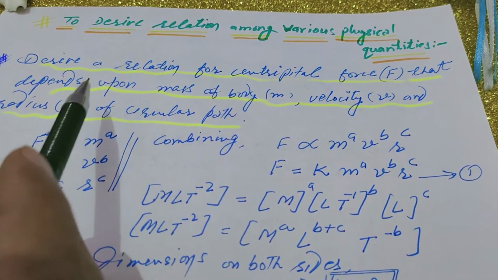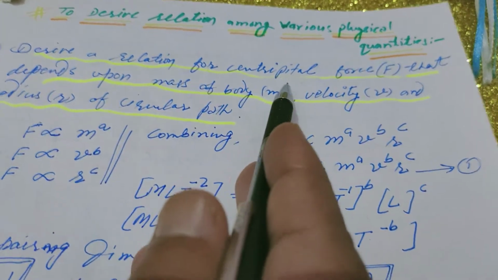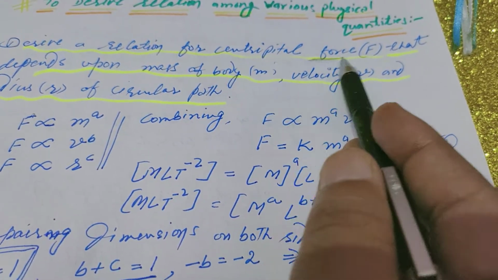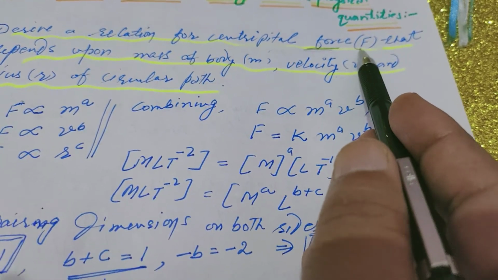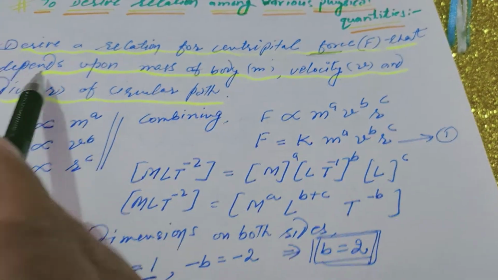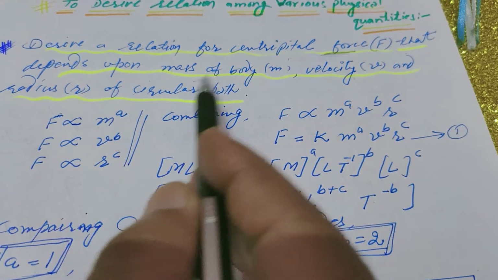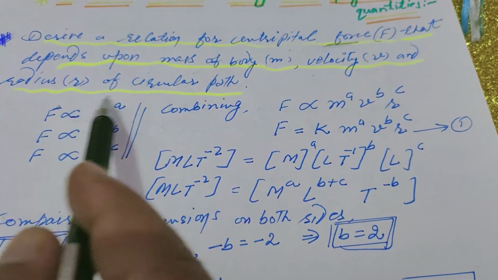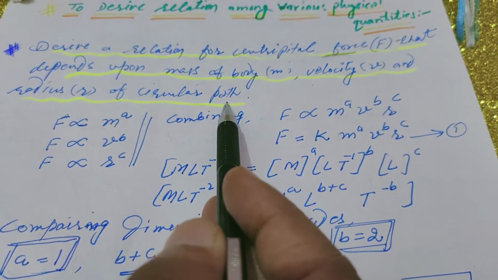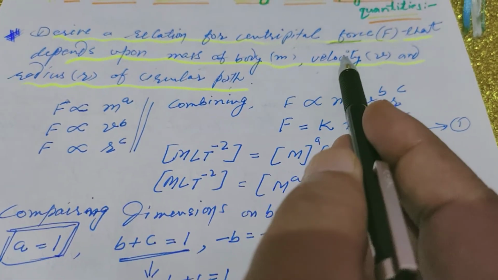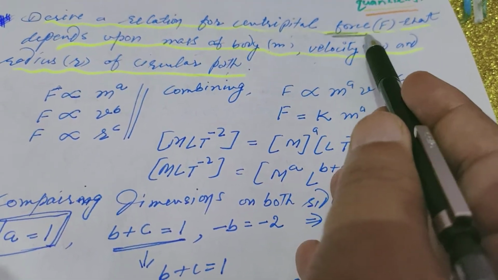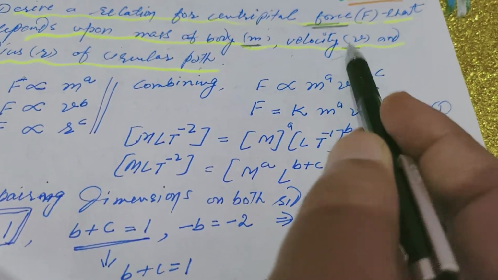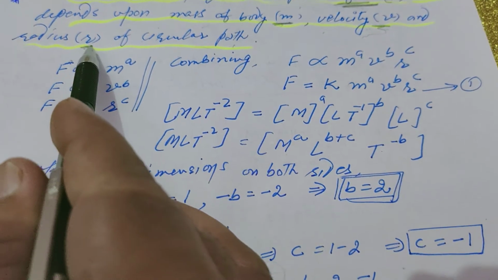The problem is: derive a relation for centripetal force. So we are supposed to derive the relation for centripetal force F that depends upon mass m, velocity v, and radius r of circular path. So you are supposed to find the relation for centripetal force in terms of mass m, velocity v, and radius r.